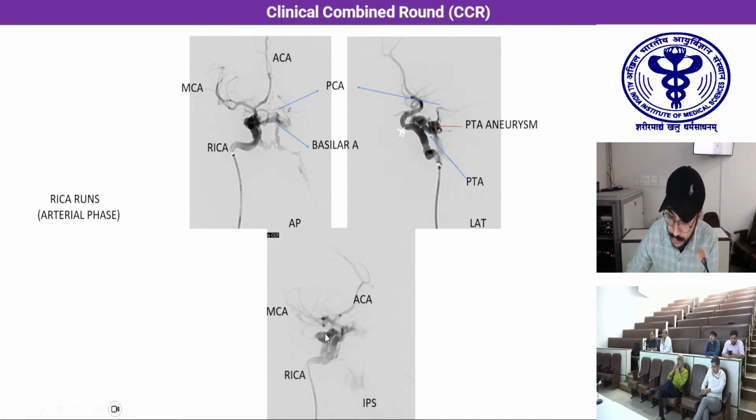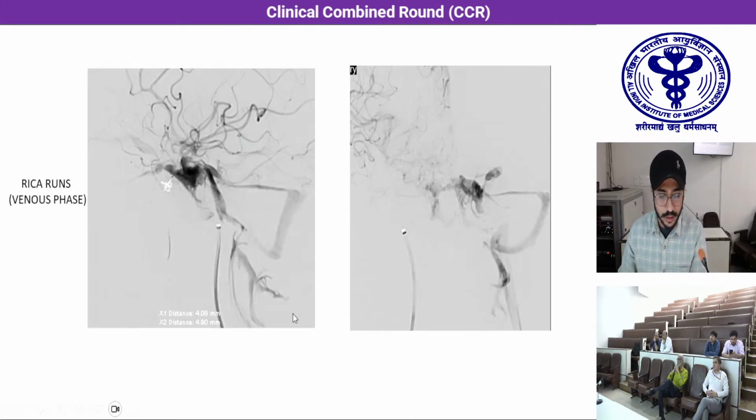This is the PTA aneurysm, and this is the contrast blush in the cavernous sinus. On the venous side, the venous anatomy is better appreciated in these images. This is the cavernous sinus, which is filling from the ruptured trigeminal artery aneurysm. This is SOV, and this is IOV.